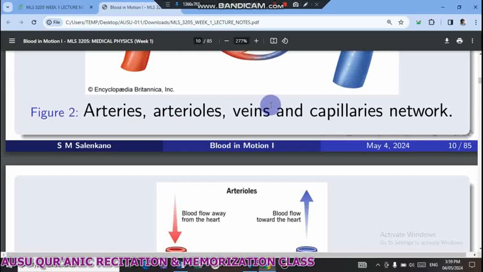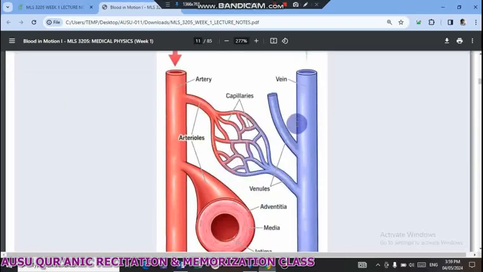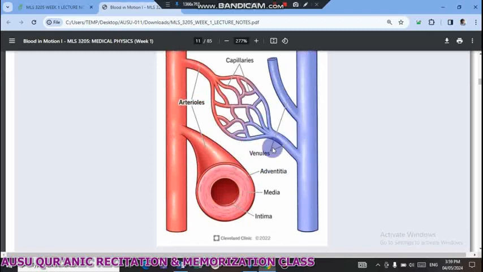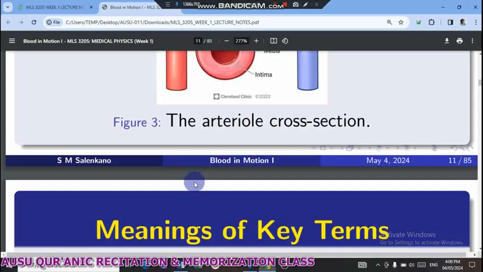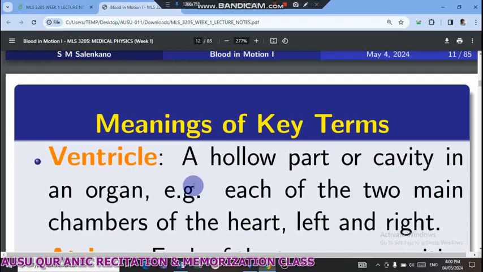Arteries, arterial, veins and capillaries network. This is the same thing going on here. I only put this so that you can see the cross section of the arterial, the branch of the artery. Okay, here are the meanings of key terms related to the blood kinematics. Here, the path that the blood flows through.